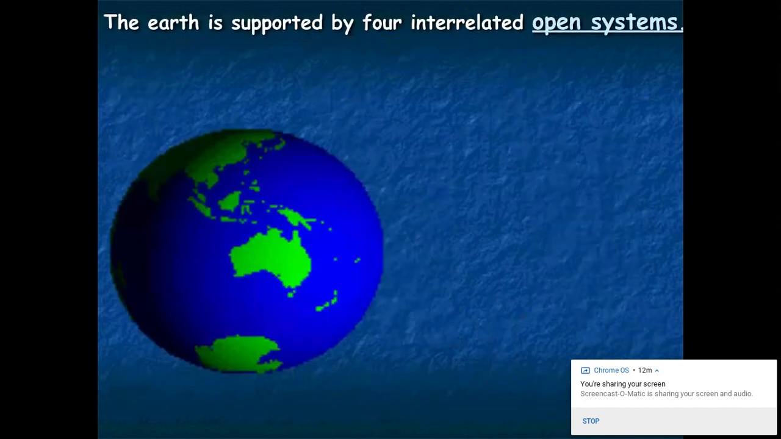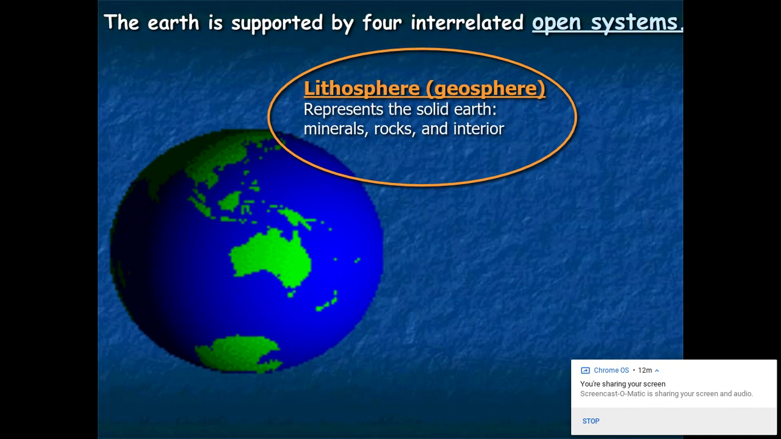So if we now look at Earth and we look at the processes that take place inside of Earth, and we look at the fact that the Earth is supported by what we call four interrelated open systems. In each one of these major systems on Earth, there is an exchange of both matter and energy. In the first open system, we call this the lithosphere open system. And this represents the solid Earth. It represents minerals and rocks, the interior of the Earth.